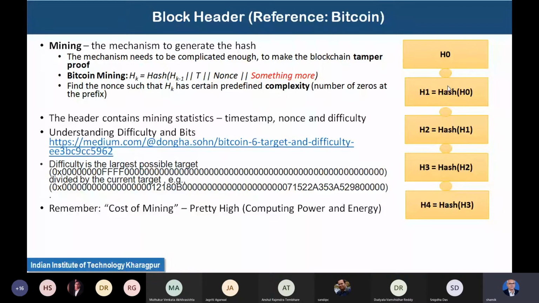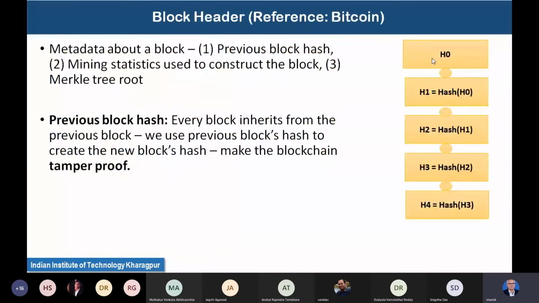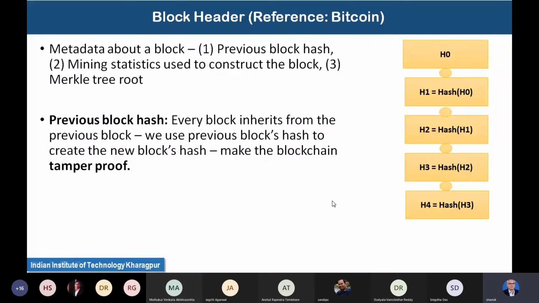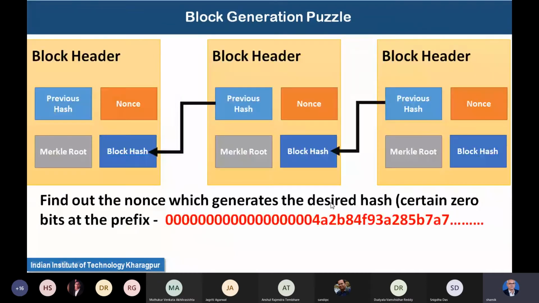And as we said, the block contains a header and the set of transactions. We also talked about the number of transactions. As we have seen, the typical size of the block, let us consider it is 1 MB, and that would contain a number of transactions. And also we have seen that the important part is to generate a block so that its hash, which is there in the block header, satisfies certain properties, which is the number of leading zeros.